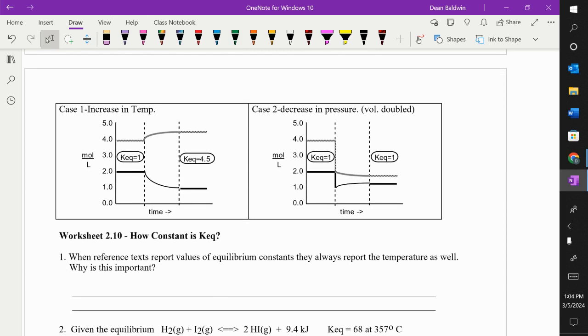That's just the graphs of it, but you can see when you increase the temperature, they go up, they go down. We get a new ratio here. In this one, the concentration changes the same. The ratio essentially stays the same. All right. That's it. All you need to remember from this lesson is temperature is the only thing that changes KEQ.